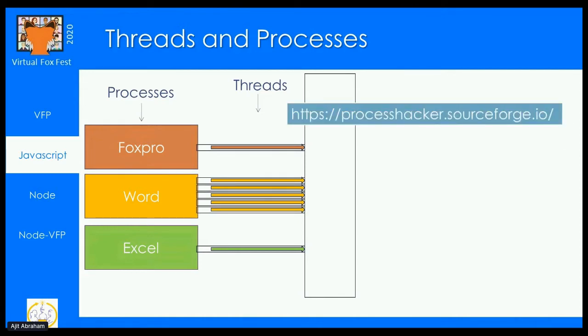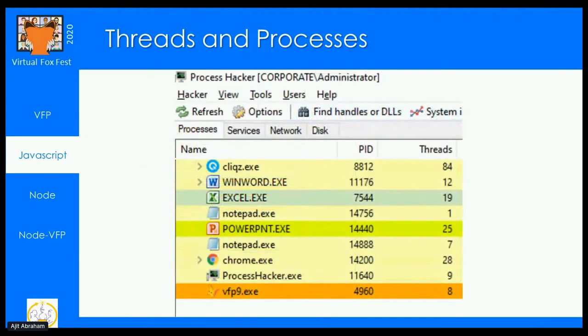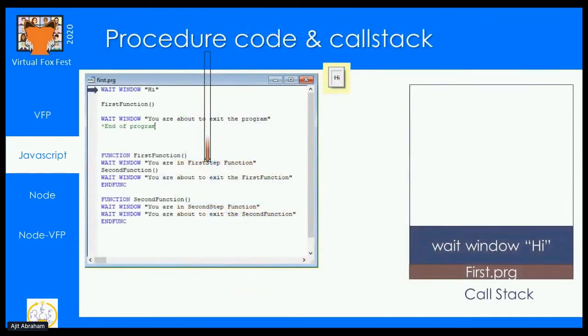If you download a program like Process Hacker, you can see the processes as you have seen in the Windows Task Manager, but now you can see how many threads or pathways each process is using. Word has launched 12. Interestingly, FoxPro has launched 8. Unfortunately for Fox developers, we have access to only the main thread. All our FoxPro code gets executed in the main thread.